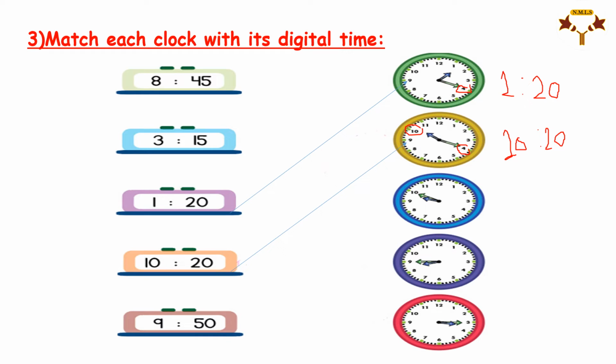The third clock. Here we have two hands. Short hand for hours between 9 and 10. We will take the smallest, then we will take 9. Then we write 9 hours. And we have long hand at 10. Then we start with 1 and skip counting by 5. 5, 10, 15, 20, 25, 30, 35, 40, 45, 50. Then 10 means 50 minutes. Then 9 and 50 minutes.